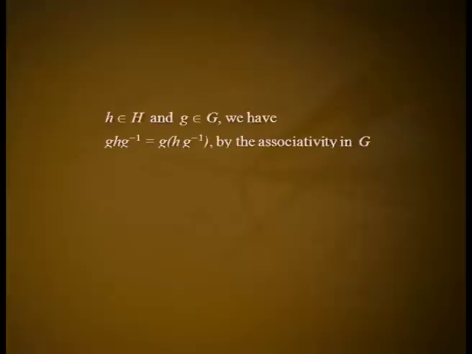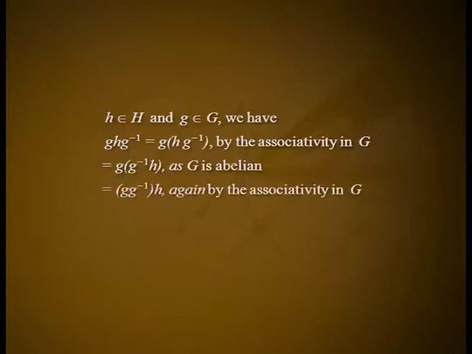Now, for h in H and g in G, we have g⁻¹hg = g⁻¹(hg) by the associativity in G, which is equal to g⁻¹(gh) as G is abelian, which is equal to (g⁻¹g)h again by the associativity in G, which is equal to eh, since g⁻¹g is equal to e, which is equal to h. Hence, for every h in H and for every g in G, g⁻¹hg belongs to H. Hence, H is normal. The above shows that every subgroup of an abelian group is a normal subgroup.